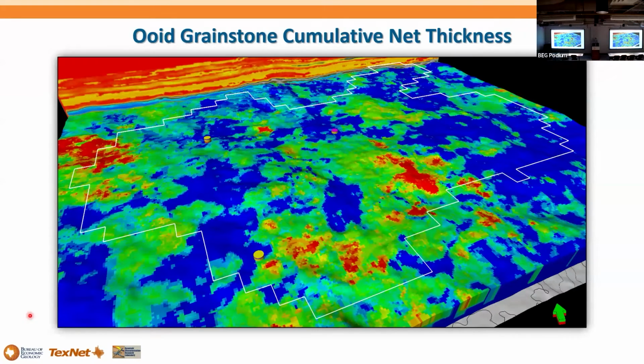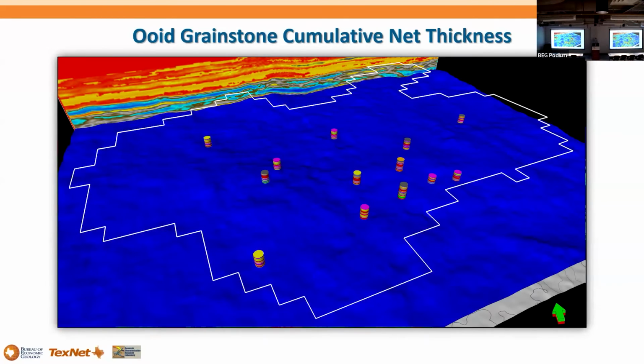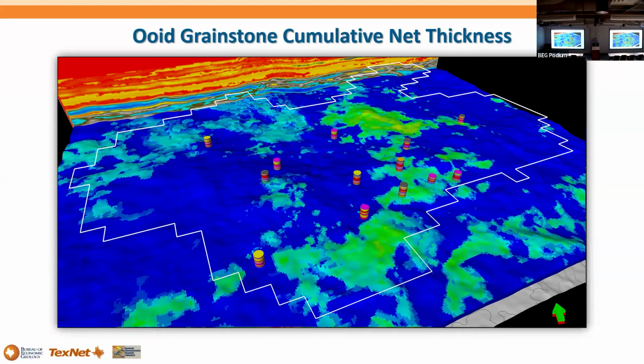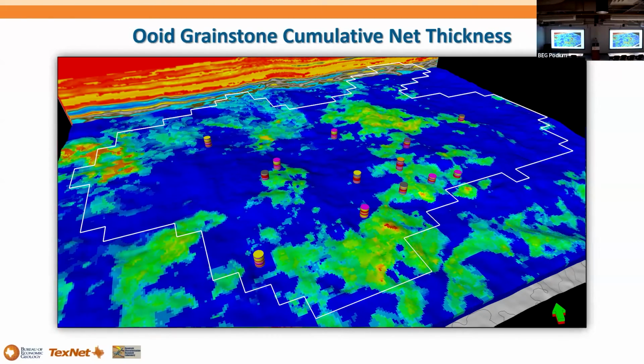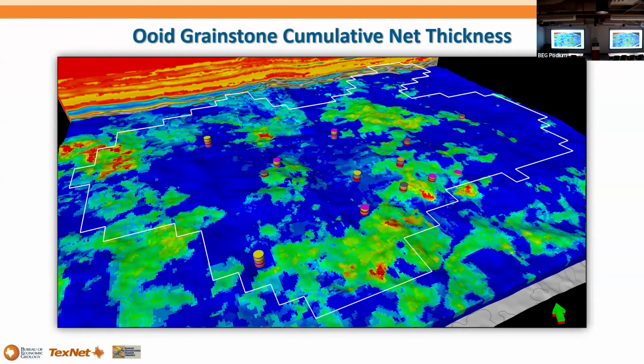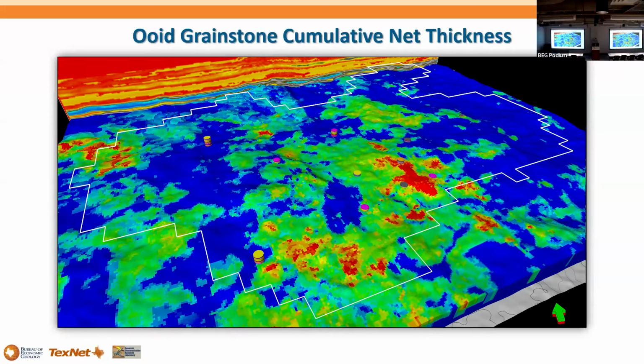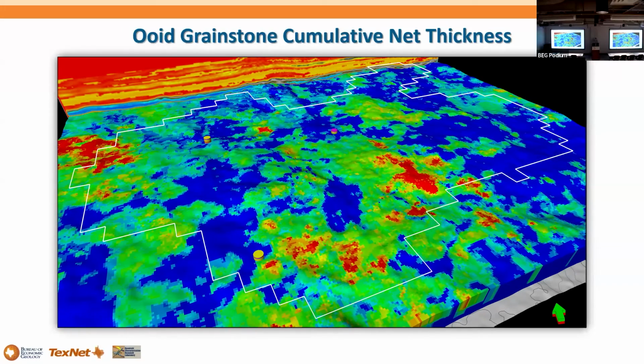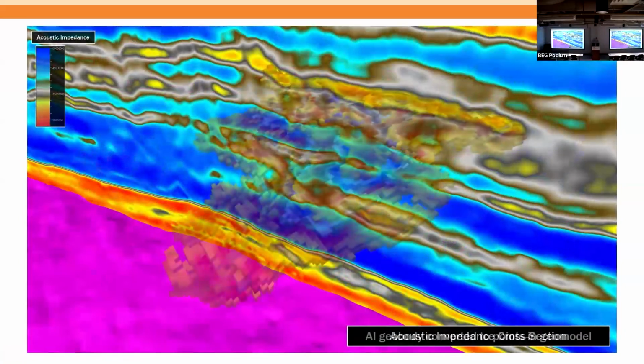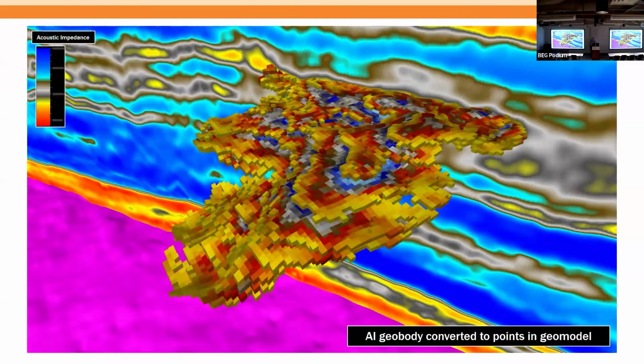This video shows the geostatistically distributed ooid grainstone facies thickness accumulation from the base of the reservoir upwards, giving insight into the overall connectivity and continuity of the reservoir flow units. But here, what we see then is that we get to the quantification of these ooid grainstone clinoform structures, where we show the actual acoustic impedance distributed.